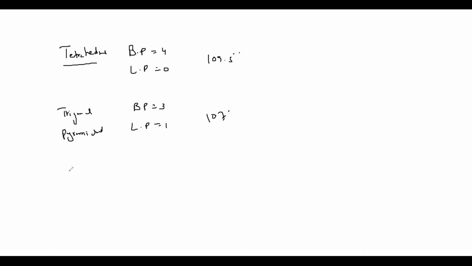And if we have a bent structure or a V shape, how many bond pairs are there? 2. How many lone pairs are there? 2. The total is 4, including bond and lone, but 2 of them are bonded and 2 are lone. What is the bond angle? 104.5. So 107 minus 2.5 gives 104.5. So each lone pair decreases the angle by 2.5.